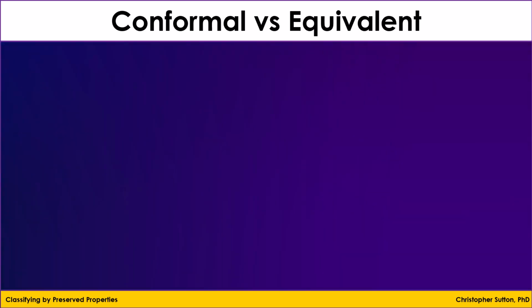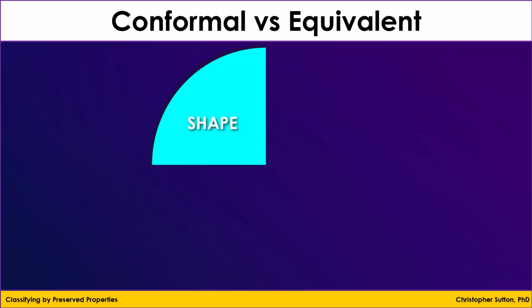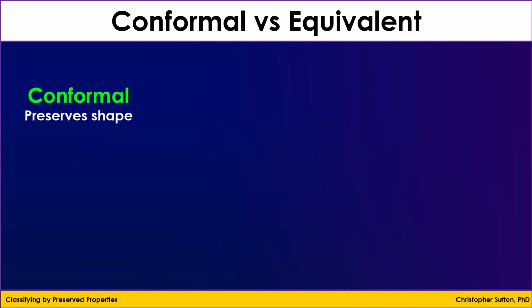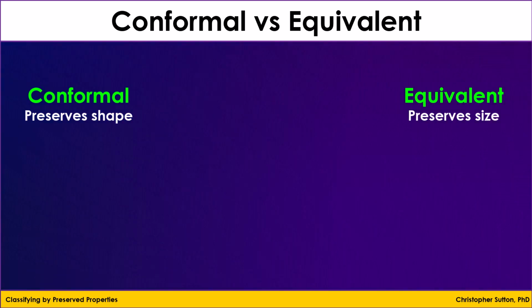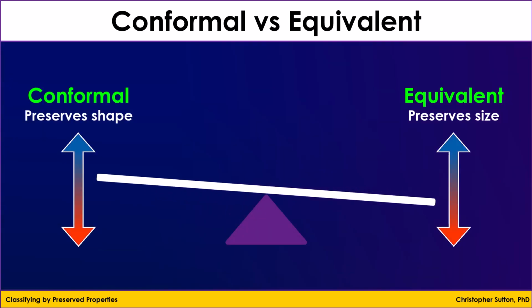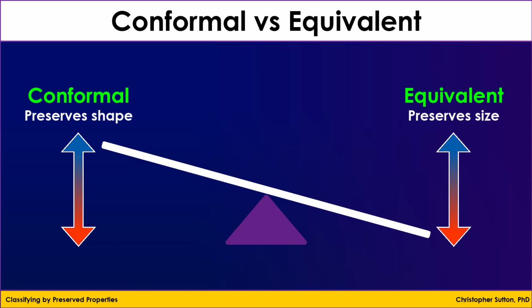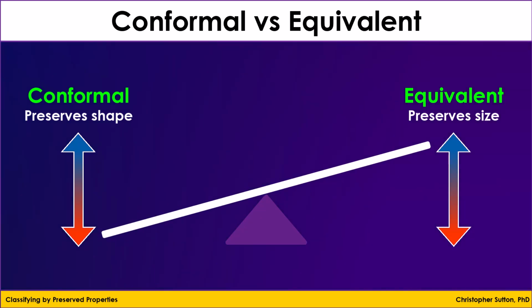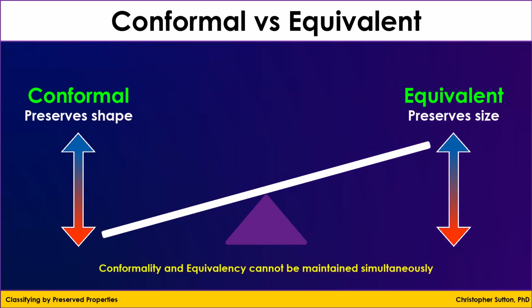At the beginning of the video, I introduced 4 kinds of distortion: shape, size, distance, and direction. More often than not, in our projects, we tend to choose between a conformal projection and an equivalent projection. We can think of conformality and equivalency as being at opposite ends of a seesaw, meaning that as you get better at preserving shape, you will get more distortion when it comes to size. When you are better at preserving size, you will get more distortion when it comes to shape. Conformality and equivalency cannot be maintained simultaneously.